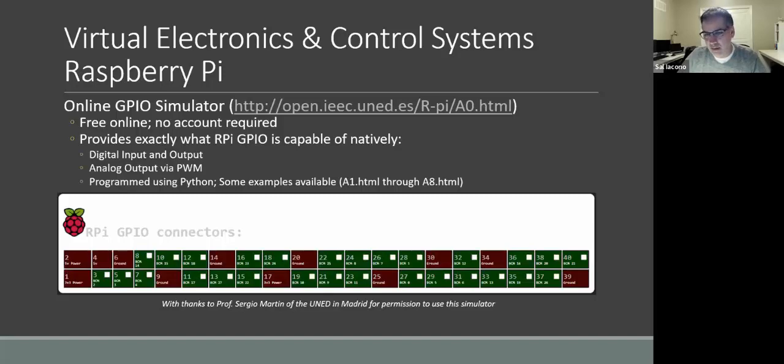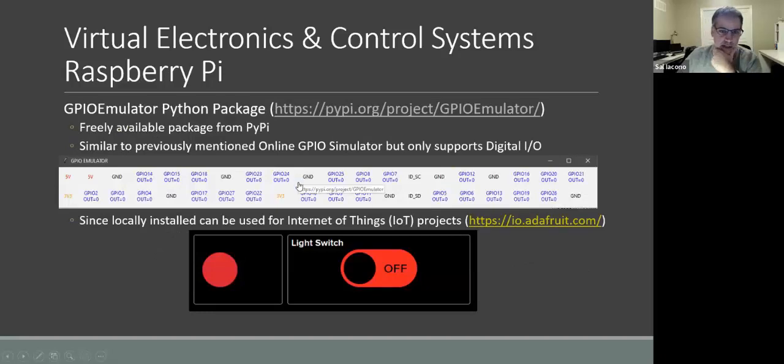Before I could even attempt to do IoT, I needed an alternative to the online simulator, because there's no way for me to do that in an online simulator. So I moved on to using a library available on the PyPI website called GPIO Emulator.